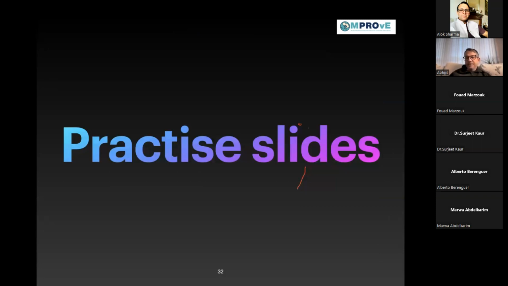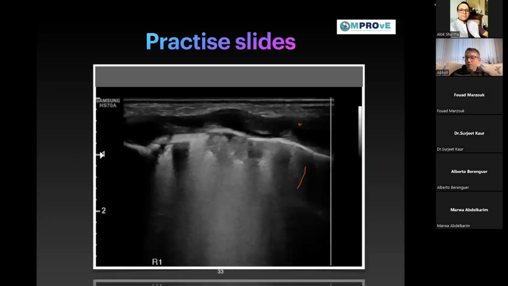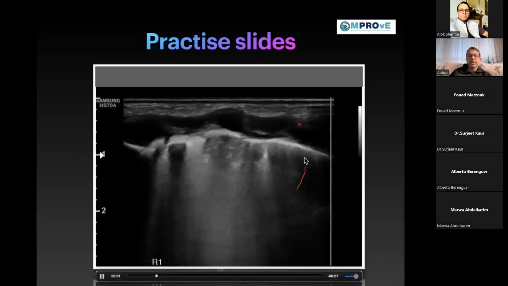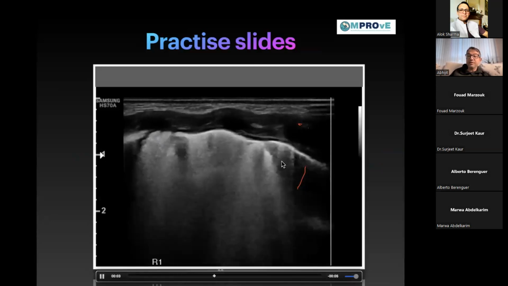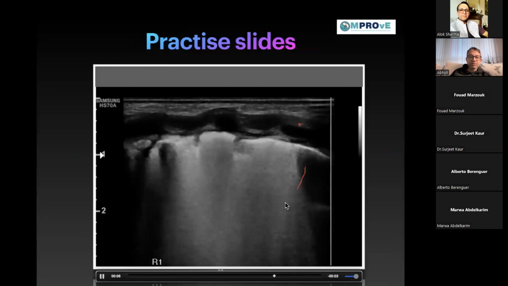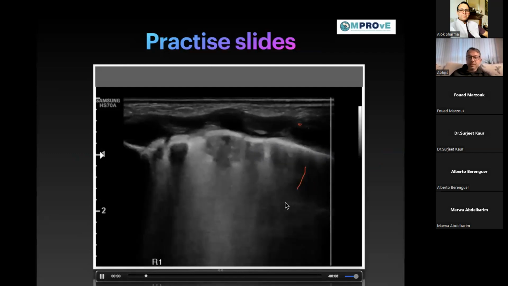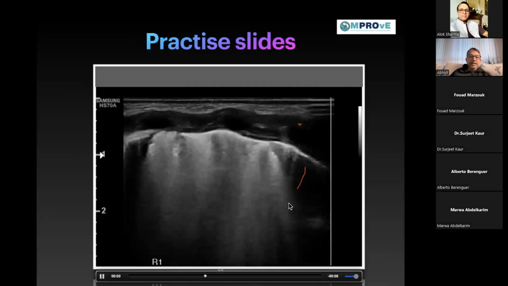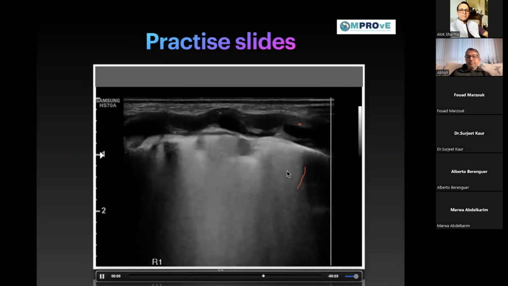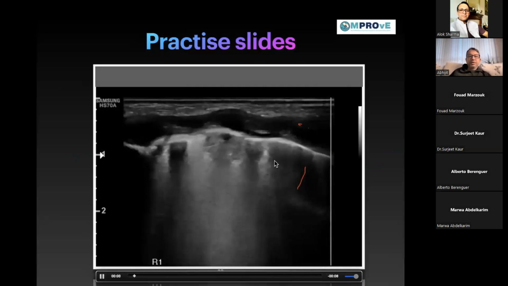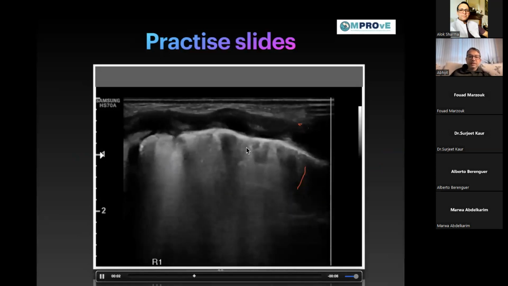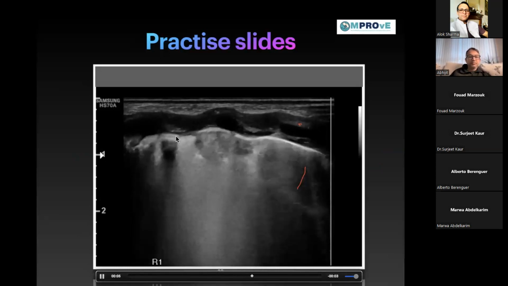I have put some practice slides, and it's quite challenging on a Zoom call to go through them, but I've kept them anyway. I thought I'll just talk you through this rather than asking questions, so that you see more of it and you know what the differences are. So I'm just going to talk through, and if you have any questions, we can discuss them at the end of it. So this is without any clinical background. This is a scan of a baby, lung ultrasound, and you can see the pleural line.